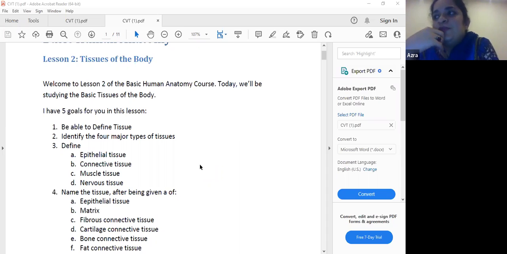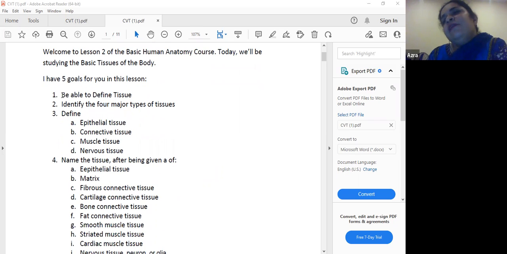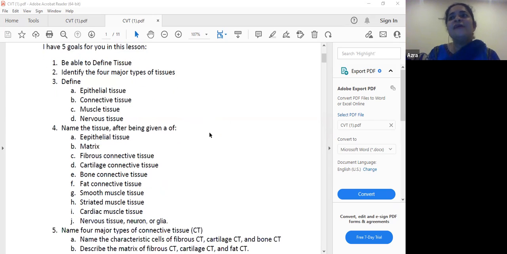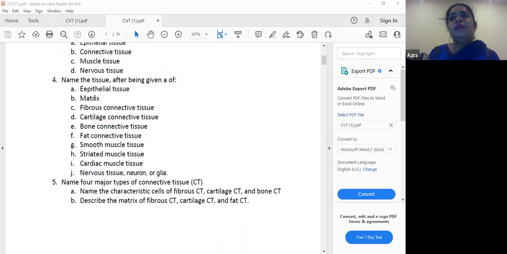Now the next is the tissue. So what is the tissue? Tissues of the body. In this lesson I have 5 goals. Number 1 is to be able to define tissue. Second is to identify the 4 major types of tissues: epithelial, connective tissue, muscle tissue, nervous tissue. Next is to name the tissues like epithelial tissue, matrix, fibrous connective tissue, cartilage connective tissue, bone connective, fat connective, smooth muscle, striated muscle, cardiac muscle tissue. This is the most important, cardiac muscle tissue, and nervous tissue, neuron.